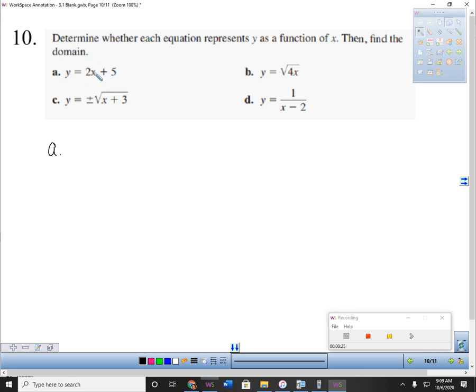Okay, if I plugged in 4. 4 times 2 is 8, plus 5 is 13. That's just one outcome, okay? This does represent a function. Every number I plug in, I only get one y value. So we'll say it is a function.